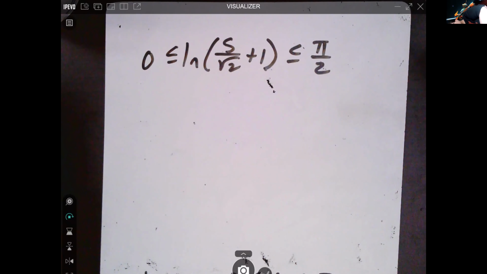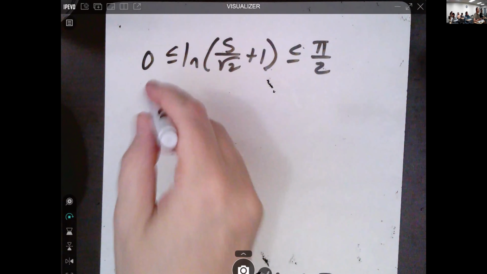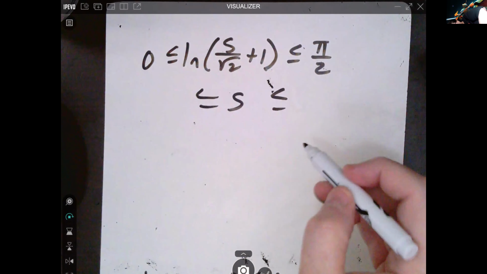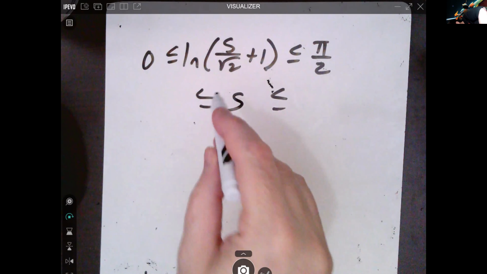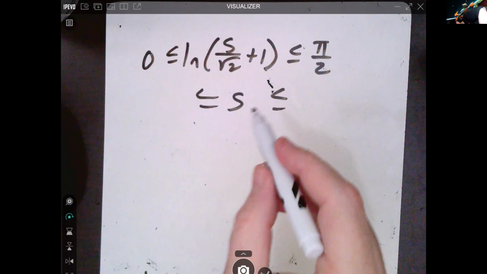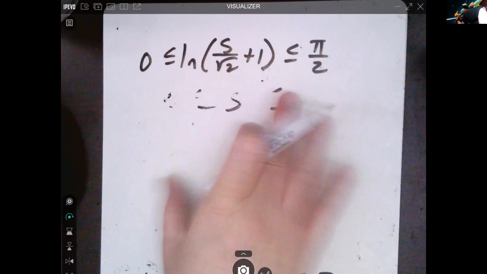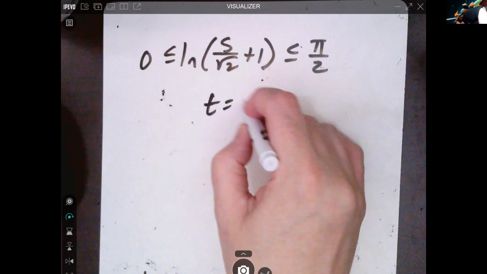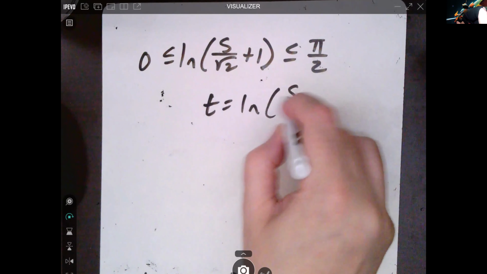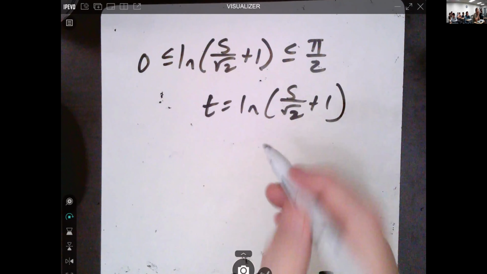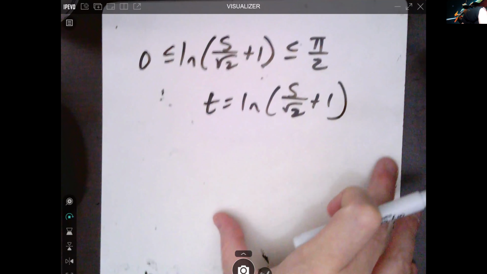Okay, so what I'm seeing Eric doing is trying to get the limits, find the boundaries here. He's trying to get to this and see what's on the outside. I don't think doing it the format he's doing, where he's solving this algebraically, is the best approach. What I would do is start with T equals natural log of S over root 2 plus 1.